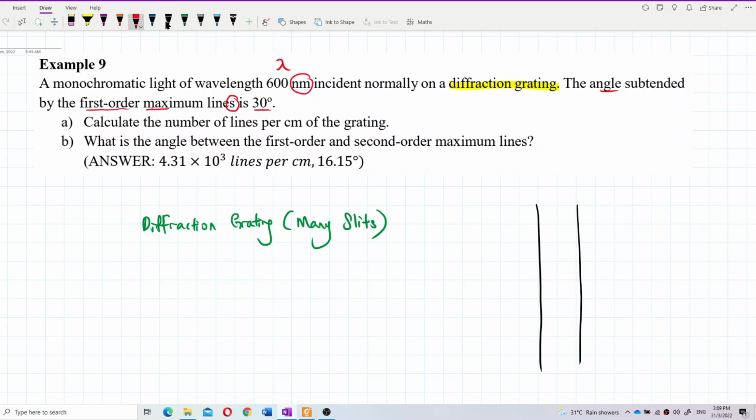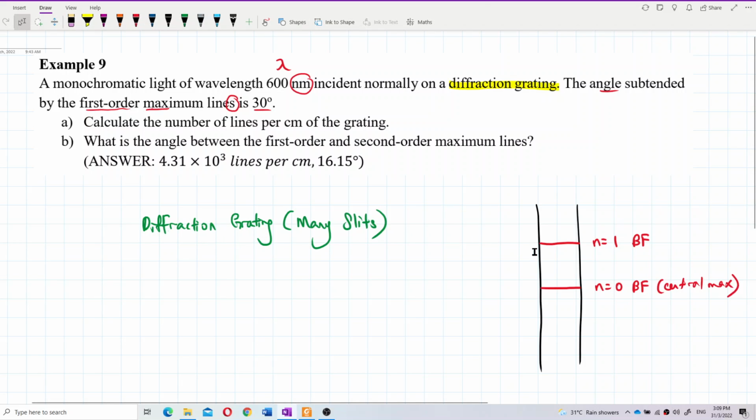Let's say this one is the zero order bright fringe, the center, or we call it the central maximum. And then here we have the first order bright fringe. In fact, diffraction grating only talks about bright fringe. It doesn't consider the dark fringe. So this is the first order bright fringe. What is this 30 degree?